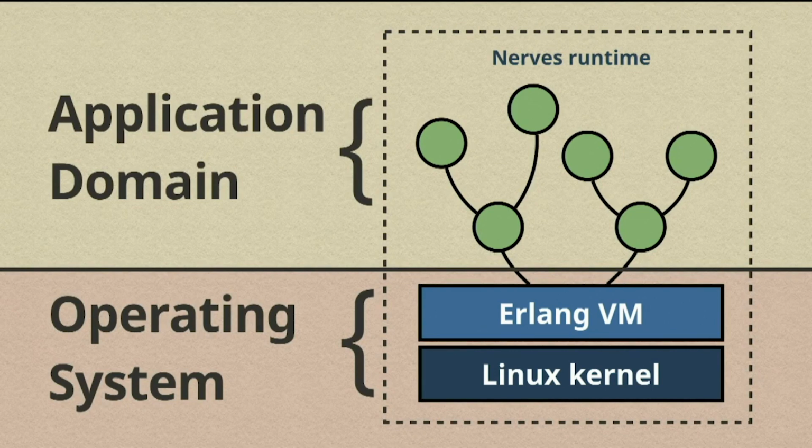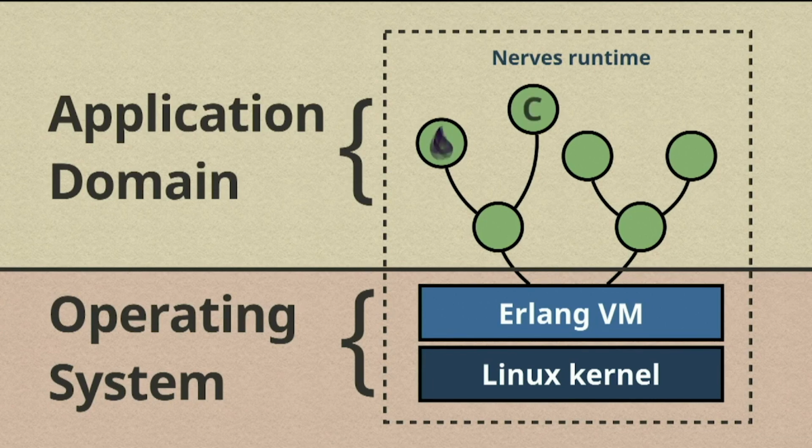I mean, we get a lot from Erlang when we run our applications in it today, and being able to have that be the top of the world really can be powerful. And so with the Nerves runtime, we have the operating system level at the bottom, and then what you care about most, which is the application domain, up here at the top.